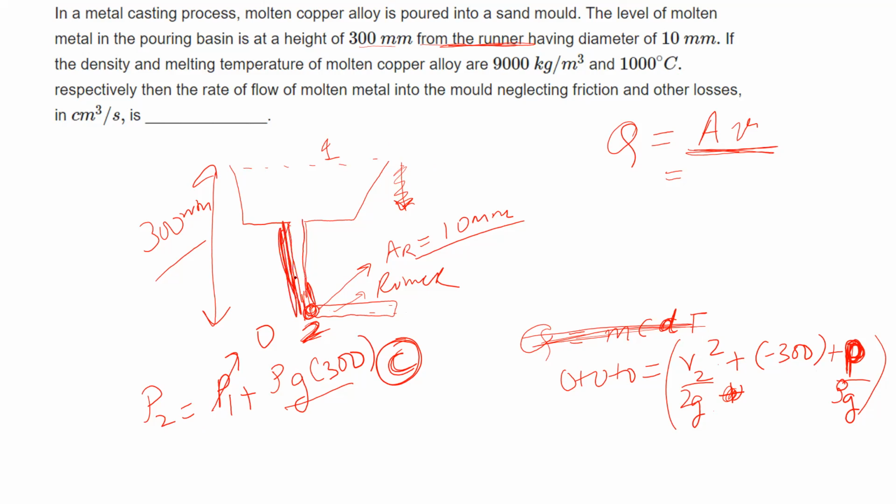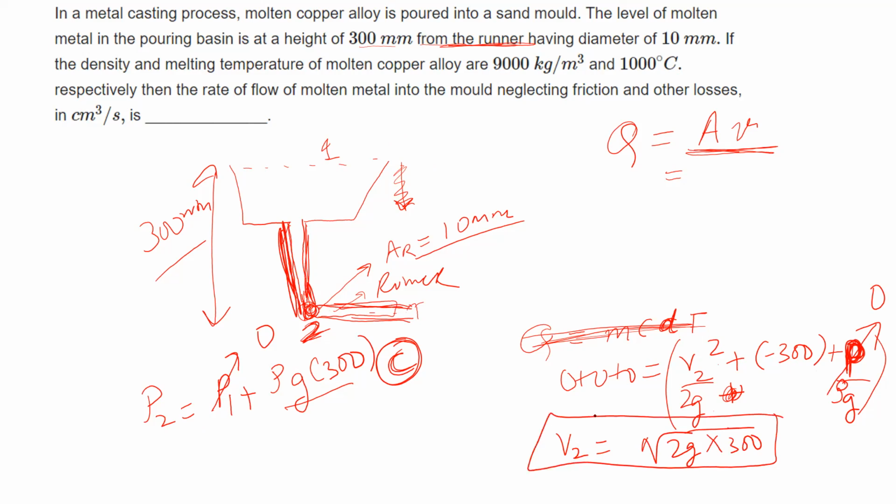So this is the screw here and this is the runner. Assuming it as 0, suppose I am taking, so V2 I will get as root 3 into 300. V2 I am getting as this much. Now what is the area?